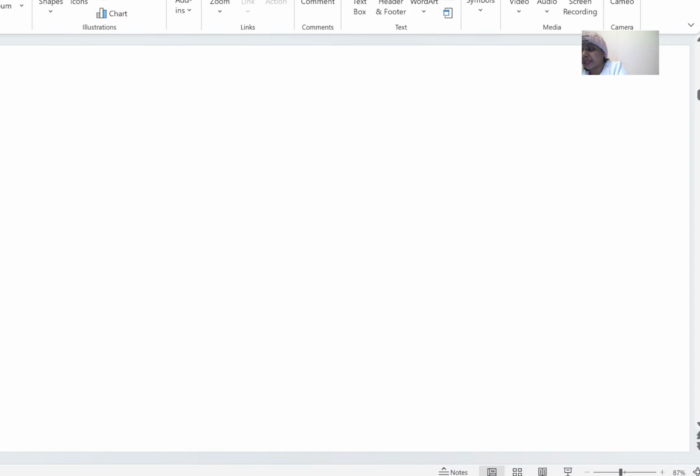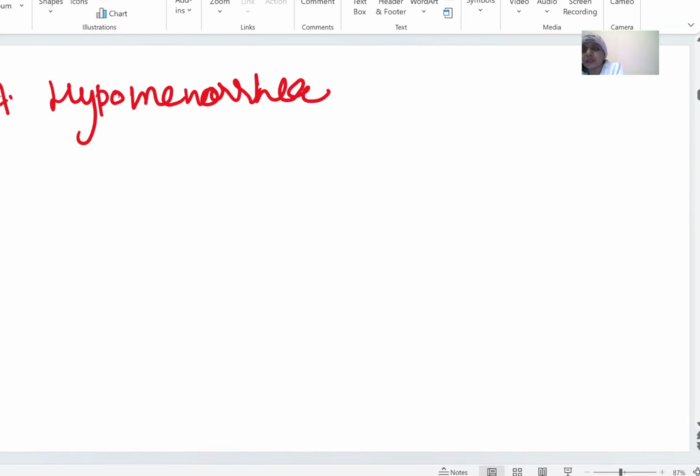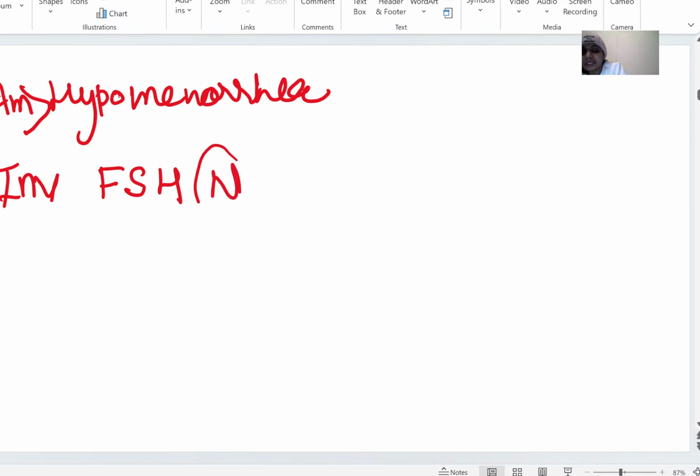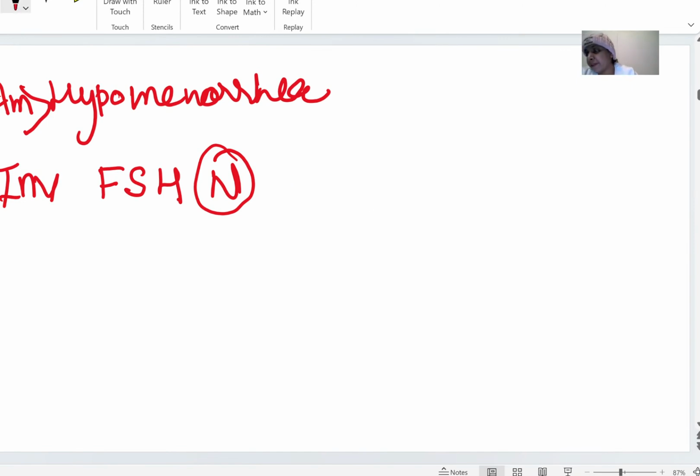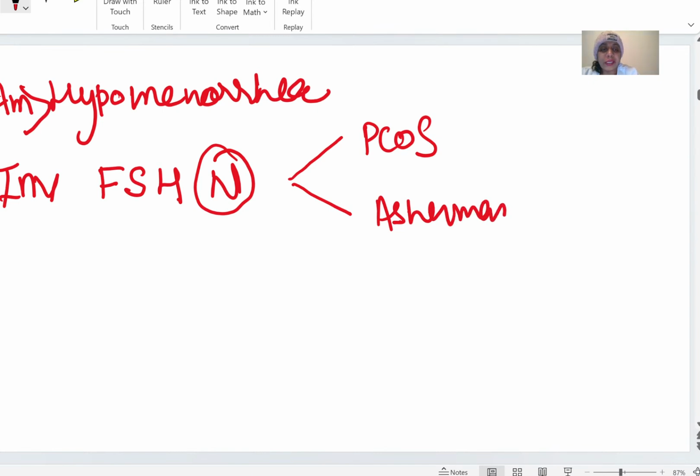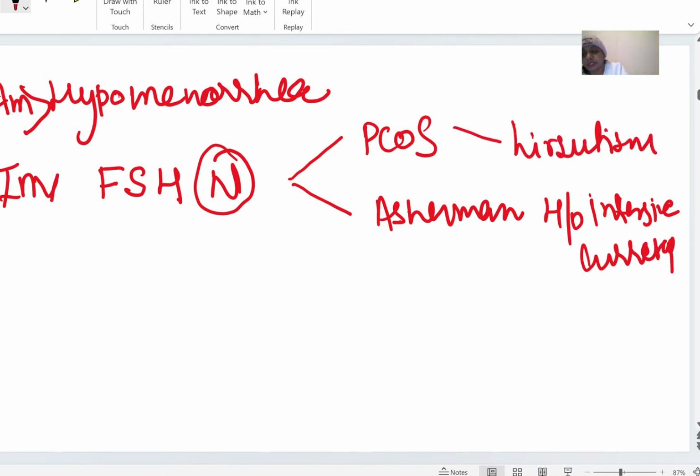How does Asherman syndrome present to us? Hypomenorrhea. Most commonly it presents as amenorrhea. The second most common presentation is hypomenorrhea. How do we investigate this? First of all, what do we do for amenorrhea? We get the FSH done. If in secondary amenorrhea FSH is normal, then the two diagnoses are PCOS or Asherman. In Asherman, there is a history of intensive curettage. In PCOS, there is a history of hirsutism. Very good. What is the investigation for Asherman after FSH?